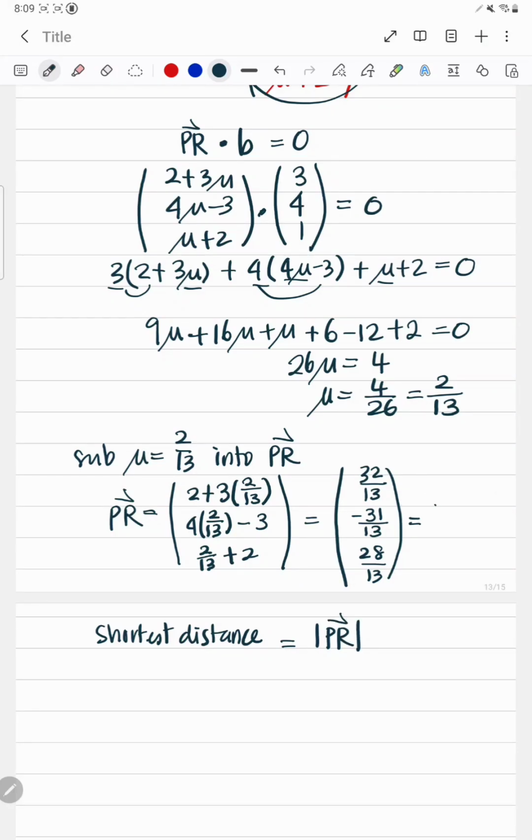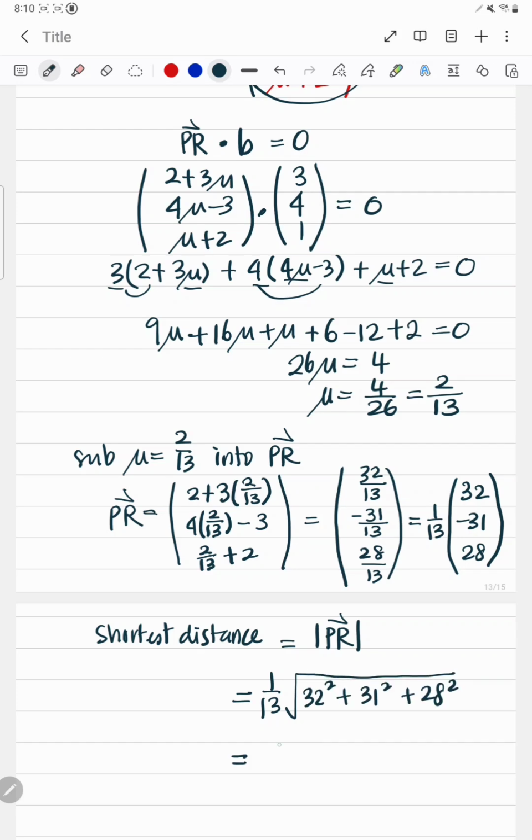You may want to factor 1 over 13 from the fraction. 32, negative 31, and 28. So in order to find the magnitude, it is the same as 1 over 13, and then we find the magnitude of the vector. The square root of 2769 over 13, or it's 4.05 units. And this is the shortest distance between the two parallel lines.